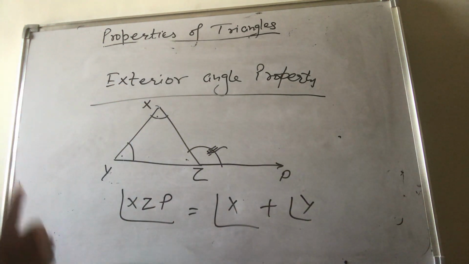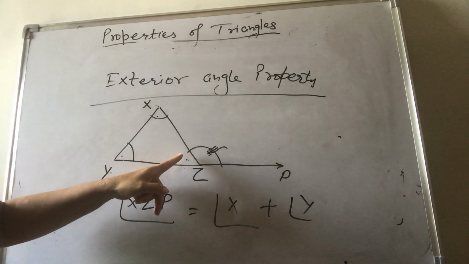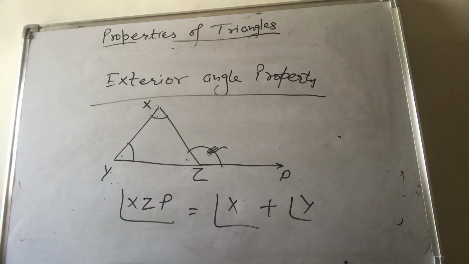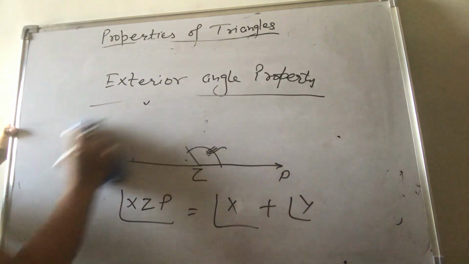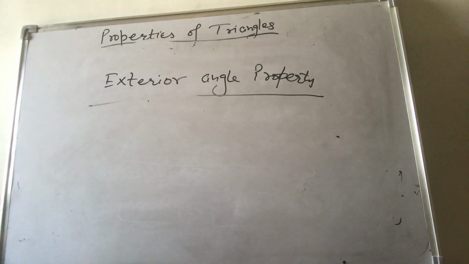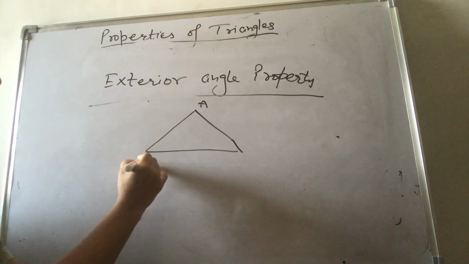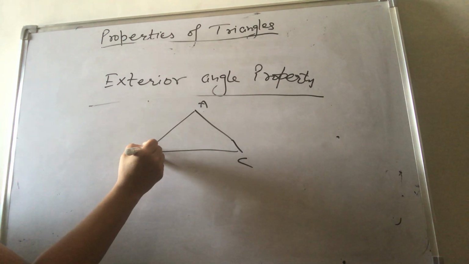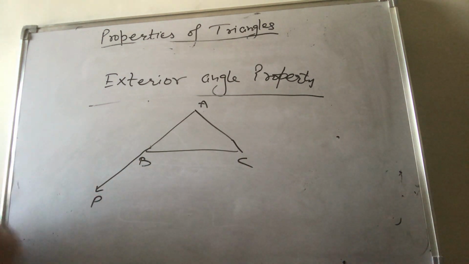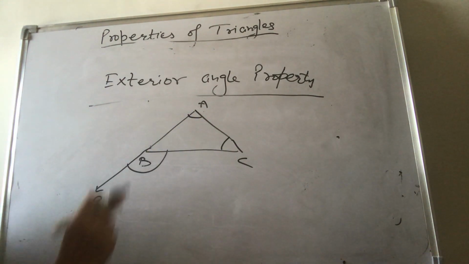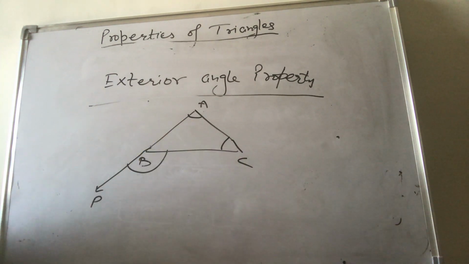This is our property, that the exterior angle of a triangle is equal to the sum of two interior opposite angles. That word opposite means a lot. You cannot take that angle Z because it is adjacent to the exterior angle XZP. You can extend any of the sides, as this is the triangle ABC and I have extended this side. Now this exterior angle will be equal to the two interior angles, angle A and angle C.